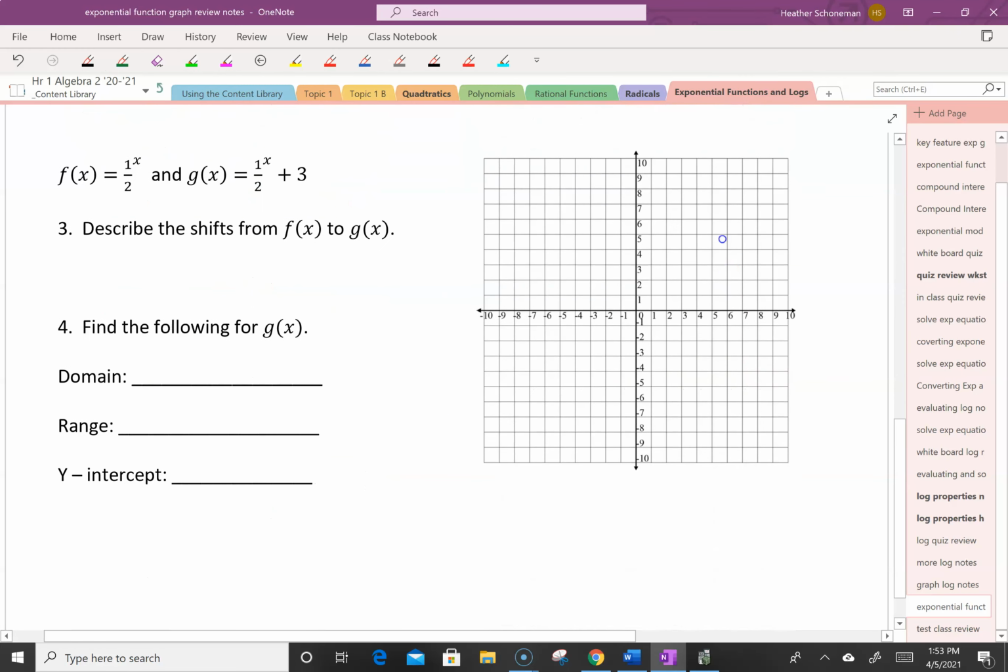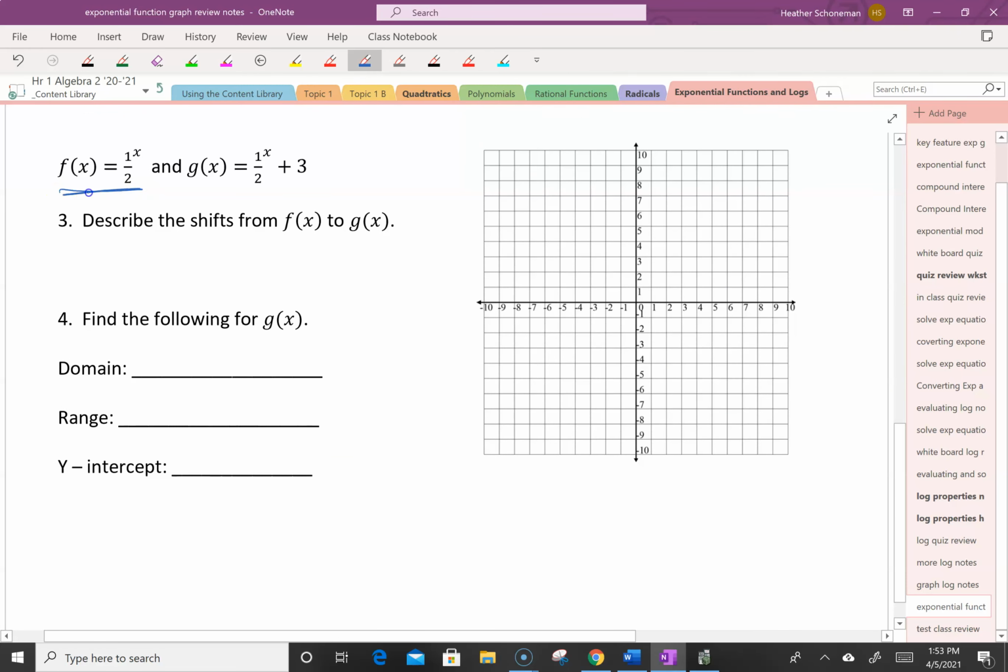Okay, let's try this again with these two graphs. So again, I'll graph the first one in blue and the second one in red, but before I even graph it, I can figure out what the shifts are.